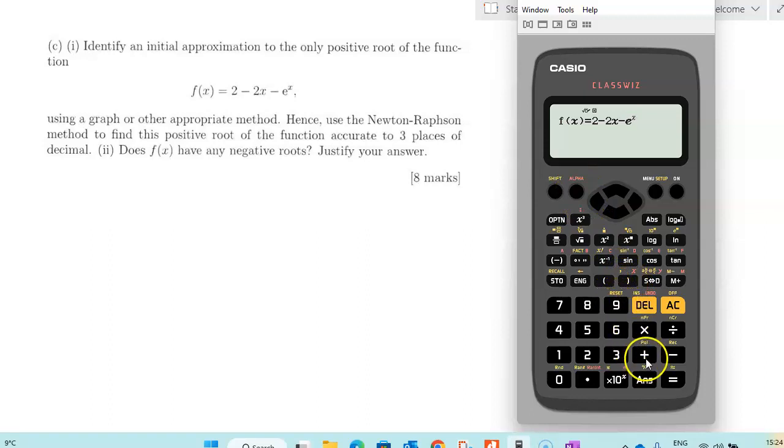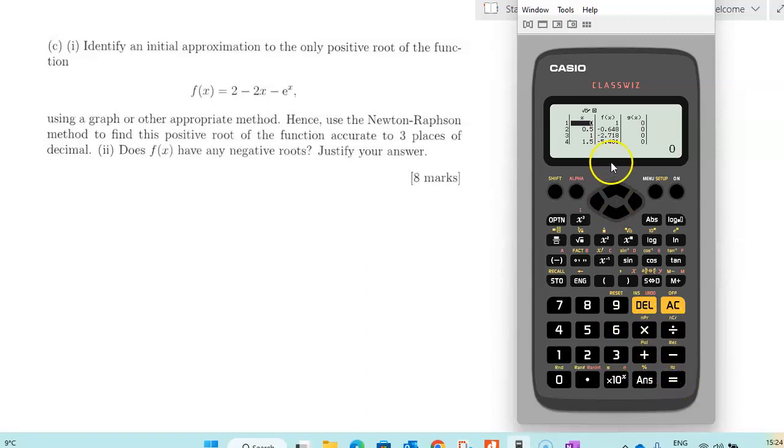Now it's positive roots only, right? So that means we're going to start when the x value is 0 and go up from there. So equals g, that's another function, just put it to 0 and ignore it from here. We're going to start at 0, end at 5 is okay, and we will increase in steps of 0.5 for now. Okay, and that's it.